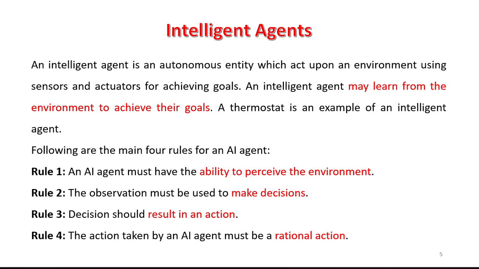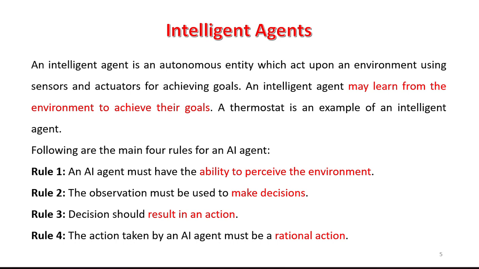An intelligent agent is an autonomous entity which acts upon the environment using sensors and actuators for achieving goals. In what way are we achieving the goals? We need some agents. So an agent may learn from the environment to achieve its goals. The thermostat is an example of an intelligent agent. The following are the main four rules for an AI agent.